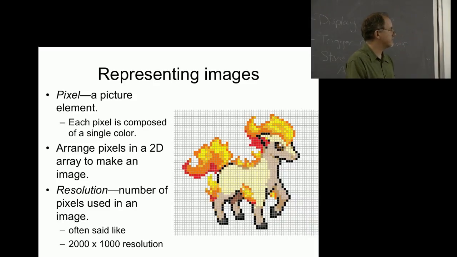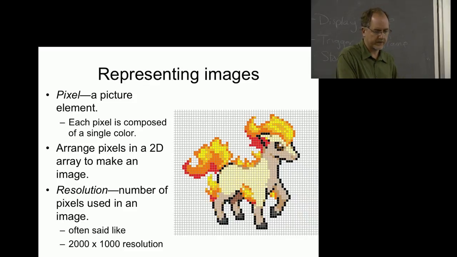We arrange these pixels in a 2D array of some kind to make an image. So you typically are talking about how far over you are and how far down you are to get to a particular pixel. And you have to know something about the resolution of the image, which is the number of pixels overall used in an image. Sometimes people talk about a 4 megapixel image or something like that, but more commonly they'll say it's a 3000 by 1500 resolution, which gives you the height and width along with the overall number.